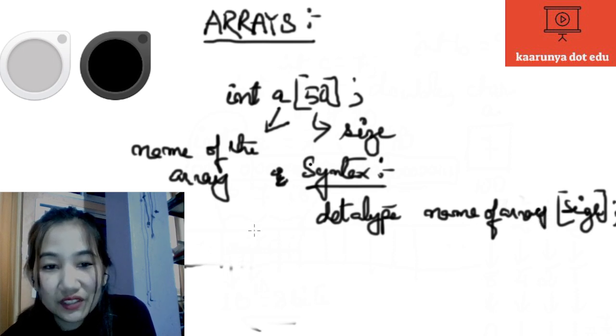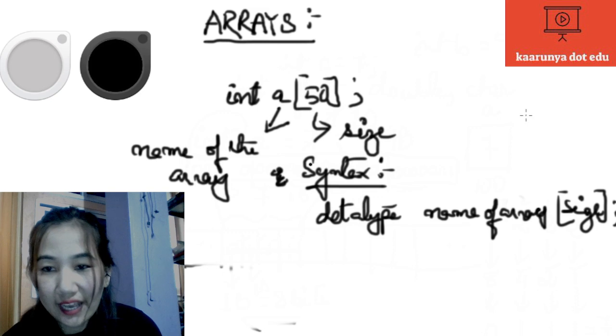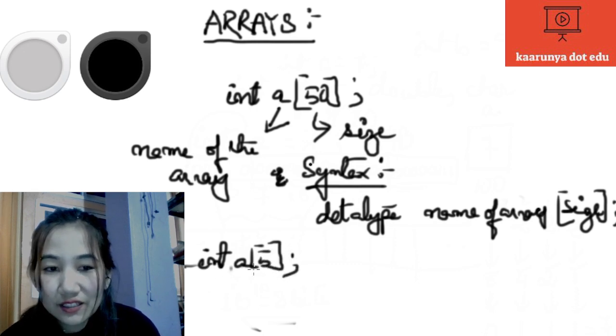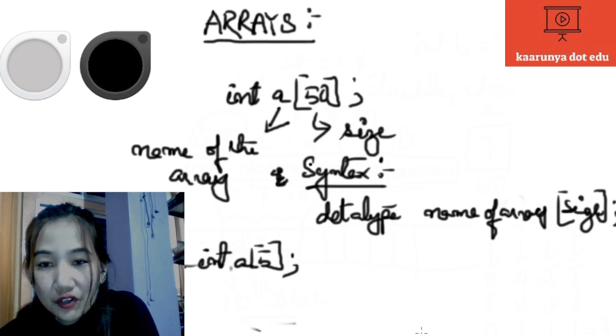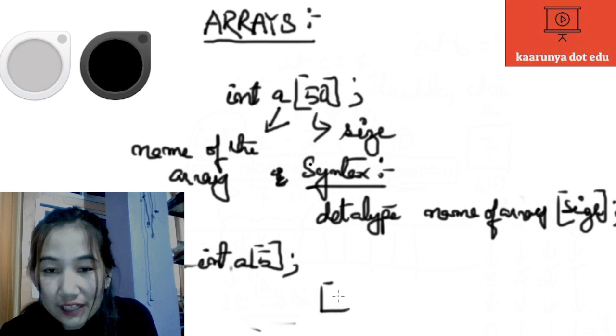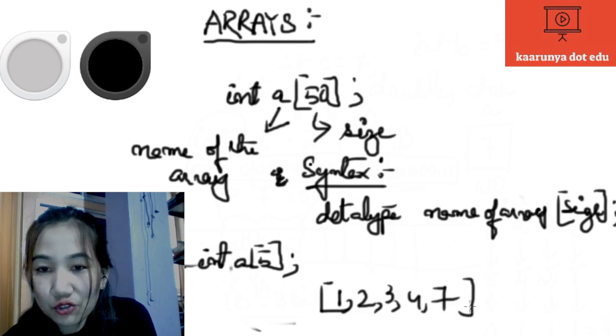Here, let us take for example, 50 is huge, so I don't have much space to write here, so let us take the size as 5, int a of 5. That means the size of our array a is 5. That means we can store 5 values, like 1, 2, 3, 4, 7, etc. Any value of your choice, right?